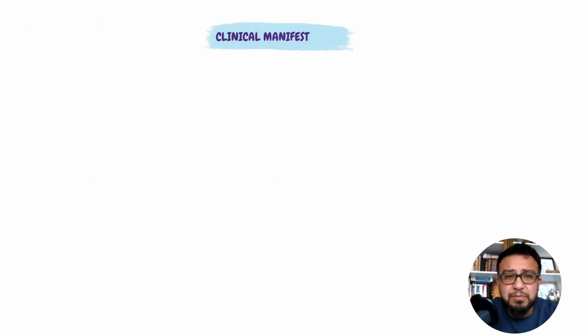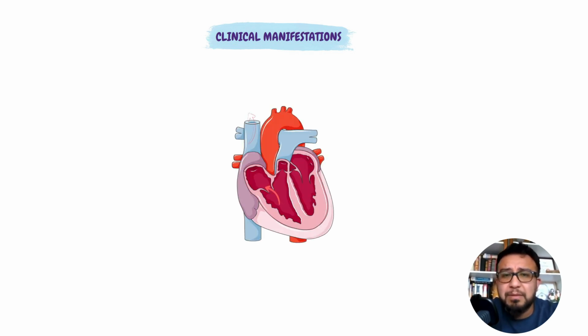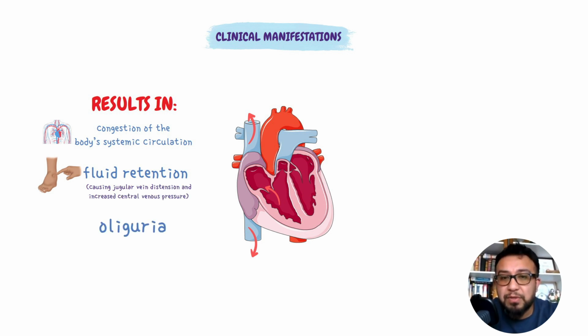Clinical manifestations, well, we'll start off with right ventricular failure. In right-sided heart failure, this causes the blood to back up to the superior and the inferior vena cava, which congests the body's systemic circulation. This includes fluid retention, causing jugular vein distension and increased central venous pressure, or CVP. The patient will also manifest oliguria throughout the day, or decreased urine output, and then diuresis, or an increase in urine output, throughout the evening.